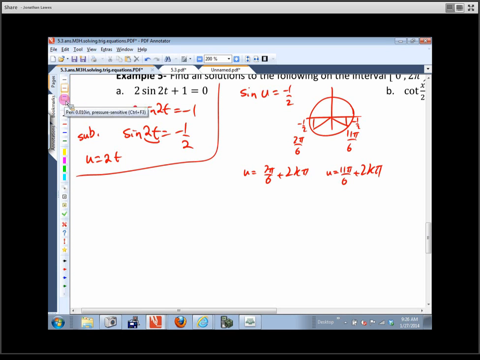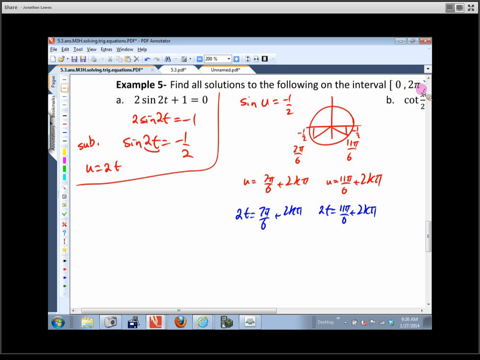Now we need to change it back so that we can get the answer in terms of the correct variable. So here's what I'm going to do. Wherever there's a u, I'm going to put a 2t. So this means 2t equals 7 pi 6 plus 2k pi. I'm going to get to that in just a second. And this would be 11 pi 6 plus 2k pi. Does everybody agree that these answer sets, once I get rid of the 2, are going to be in terms of t? Now, Hop was just pointing out, doesn't it say we should only have answers between 0 and 2 pi? That is correct.